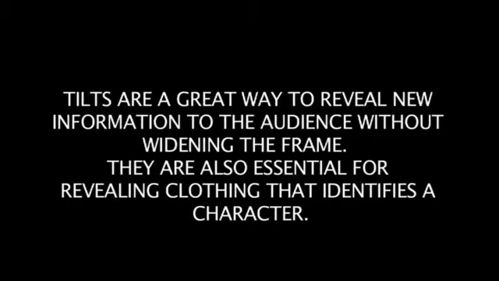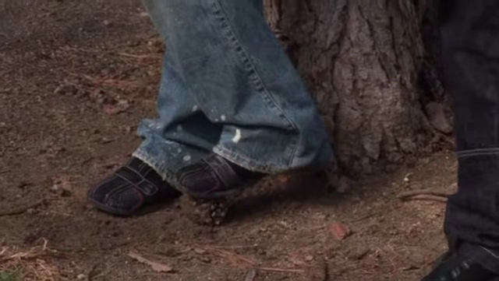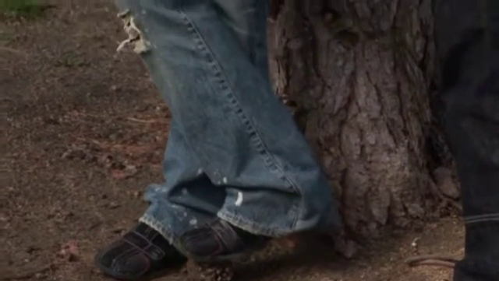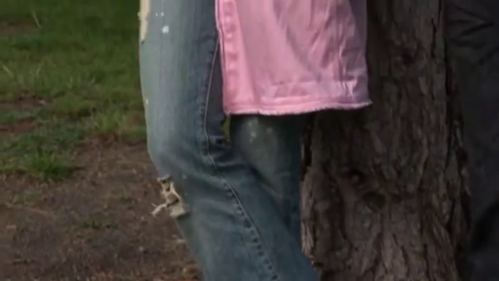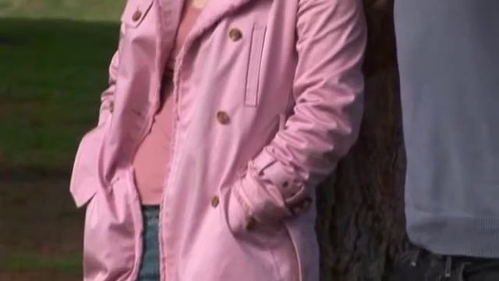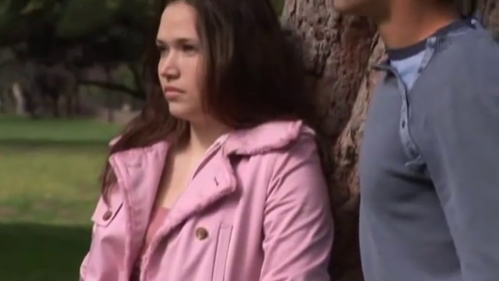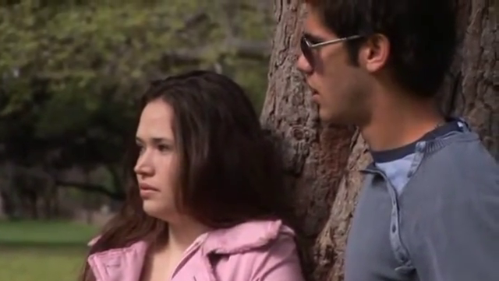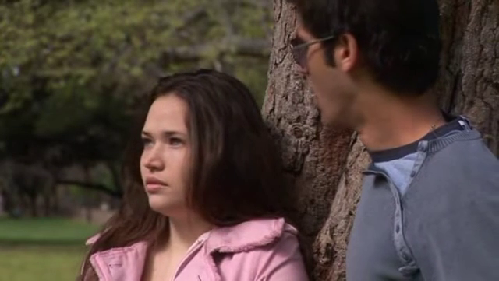Tilts are a great way to reveal new information to the audience without widening the frame. They are also essential for revealing clothing that identifies a character. So let's just say you don't want to go to a wide shot, but you want to reveal clothing very slowly to the audience in a close-up form. That's when you tilt up. So we're slowly tilting up on the actress, revealing the character's clothing that identifies that particular character and her persona in the actual movie. We're tilting up, we're maintaining a close-up, we're not losing the audience's attention by going to a wide shot.